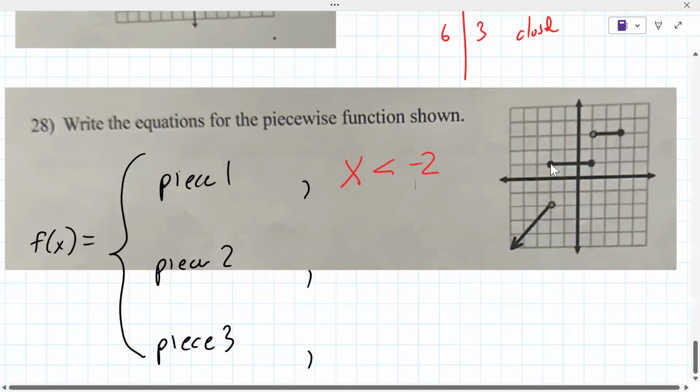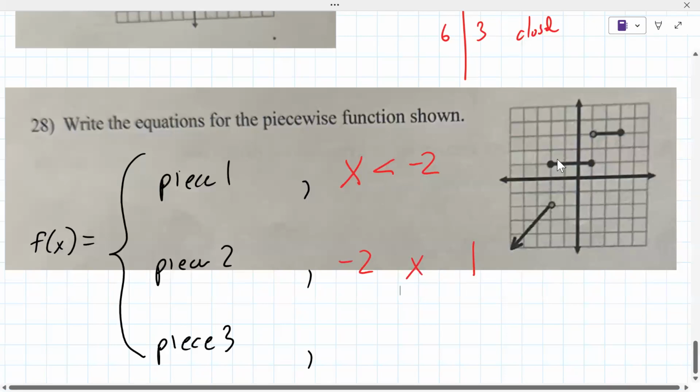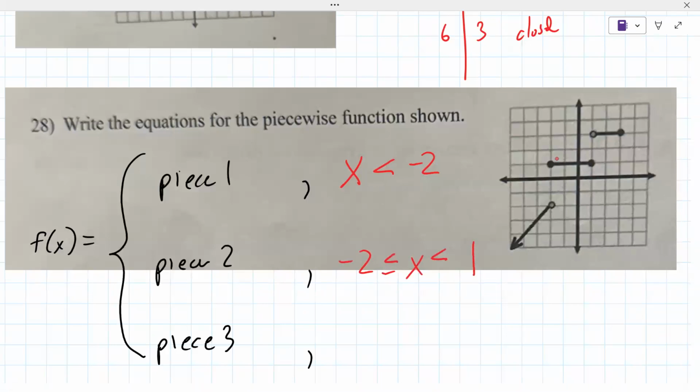Okay. Now piece 2 goes from that X value to that X value there. This is a between. So what two numbers is it between? -2 and 1. Okay, and are they included or not included? Included. Yes, so that's this symbol right here when they're included.